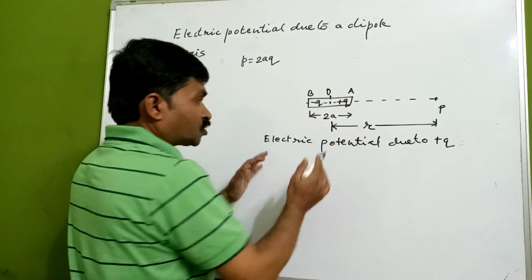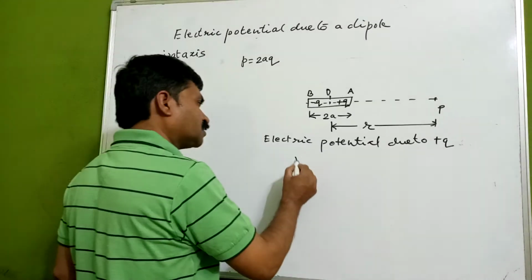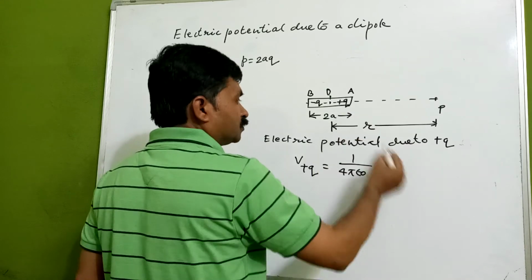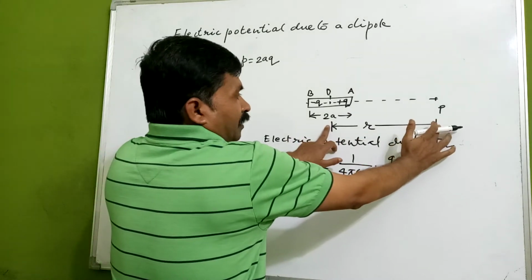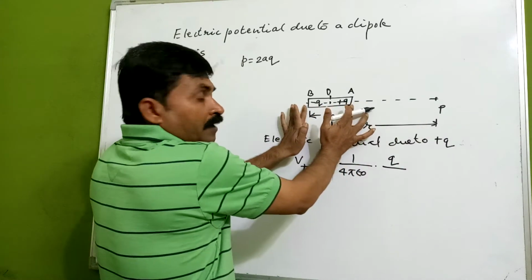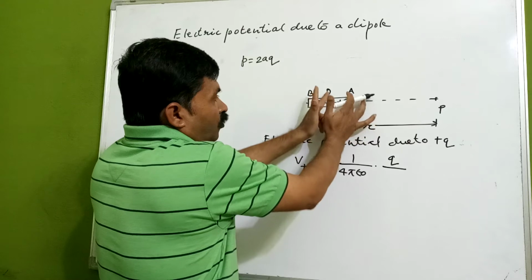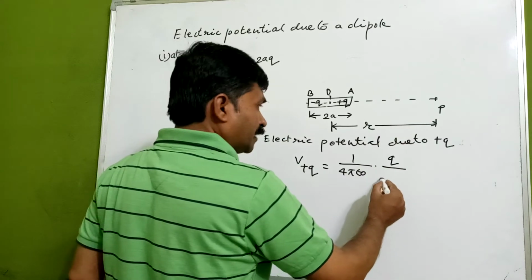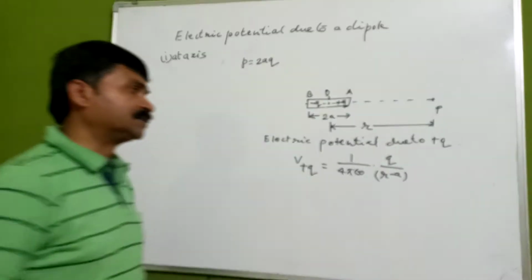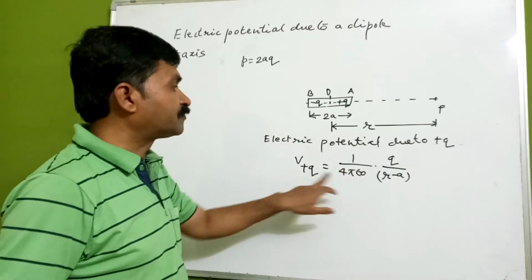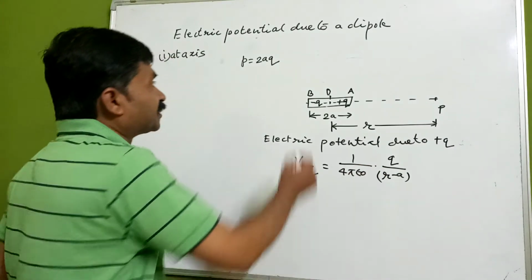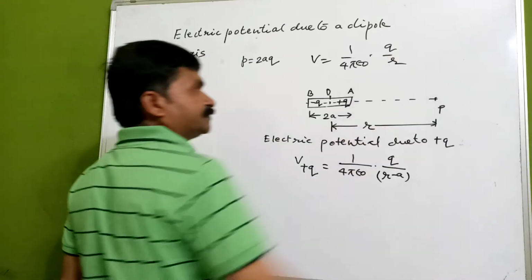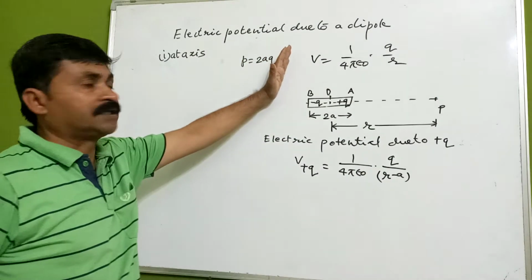Here, the electric potential because of the plus q charge will be 1 upon 4 pi epsilon naught into q. The distance from O to P is r, and since the separation is 2a, the distance from the charge to P will be r minus a. So the potential is q upon r minus a. We know electric potential is given by 1 upon 4 pi epsilon naught into q upon r. Electric potential is a scalar quantity, not a vector quantity.